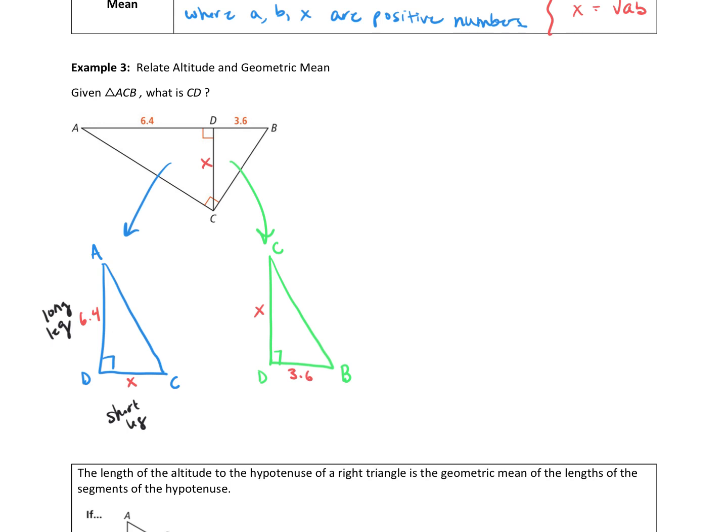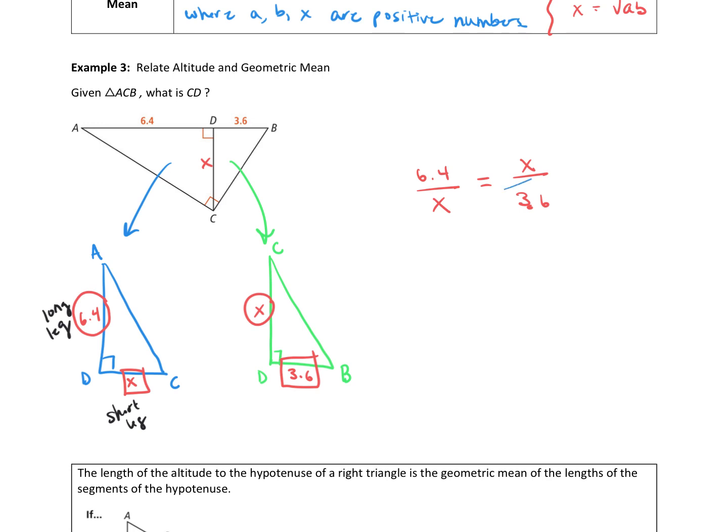We're going to say 6.4 over its corresponding side, x, is equal to, now I have to start with the triangle on the left, x over its corresponding side, 3.6. So if you notice, we are looking at the cross product is going to be the same value. So that's what we were looking at up there in that definition. This will end up being a geometric mean. But let's go ahead and solve.